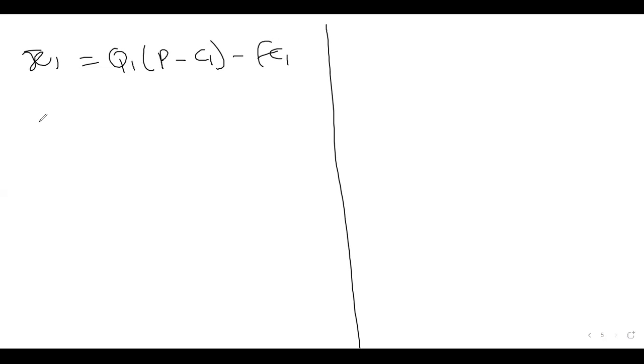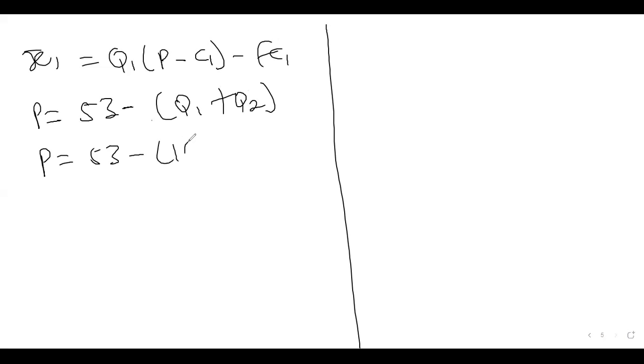Okay, now we have to first of all calculate the industry price before we can do all this analysis. So we have P is equal to 53 minus (Q1 plus Q2). All right, so P is equal to 53 minus (16 plus 16). I believe that will be 32. So once you summarize, we will have the price to be equal to 21.